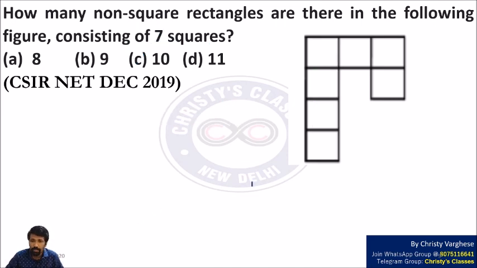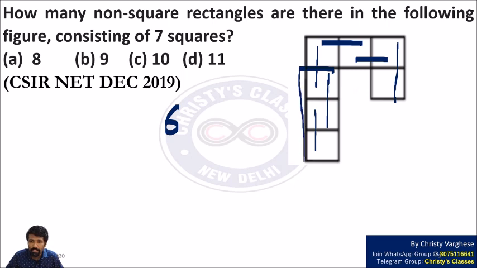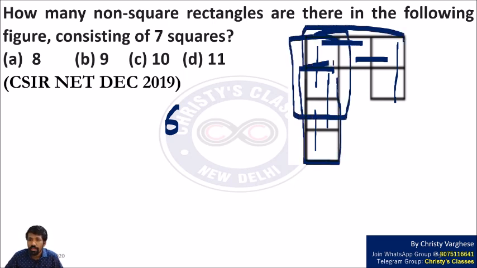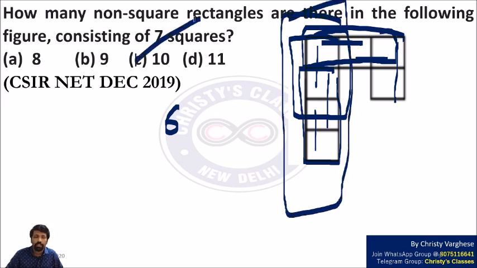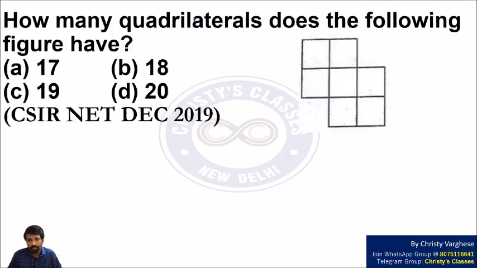I will summarize one more time. 1, 2, 3, 4, 5, 6. 6 rectangles, that is the smallest possible rectangle. Then 7, 8, 9 and finally 10. That is option C, 10 is the answer. Here also there is no formula, there is no need of formula. You just have to manually count it.